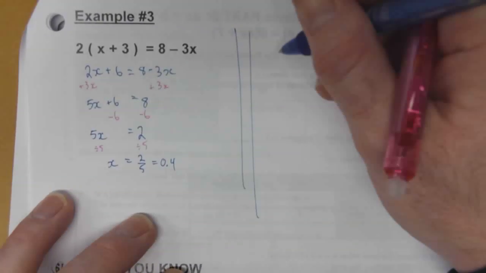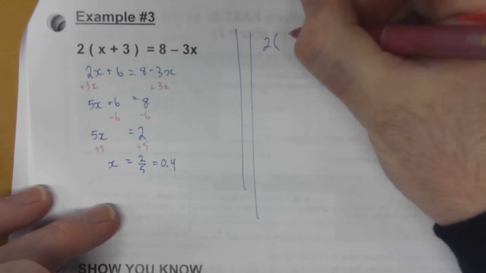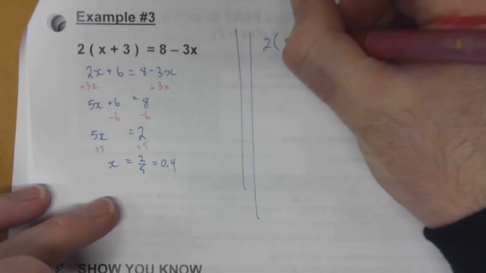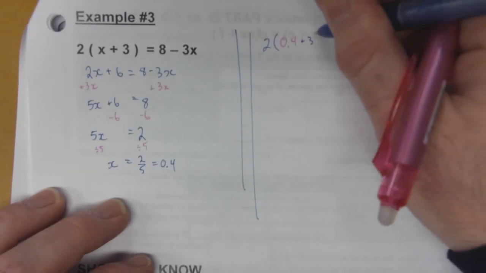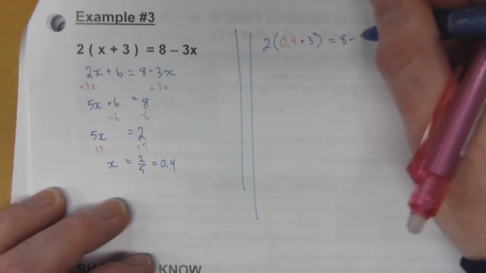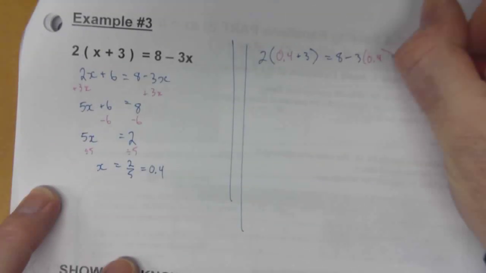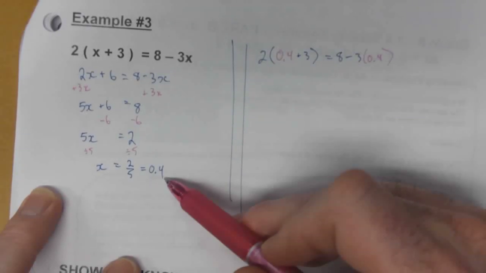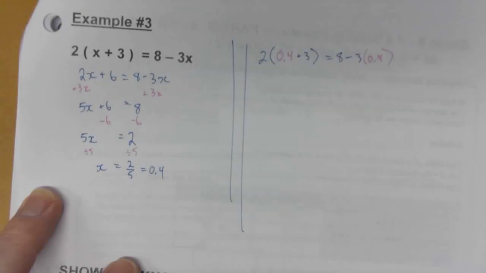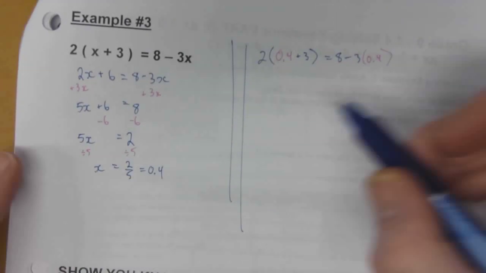Now, we can go back and check this as well, and we don't have to use the distributive property when we're doing the check. I'll use decimals here. So rewrite your equation, substitute in your calculated value for x, and then we will solve and see if both sides of the equation are equal.